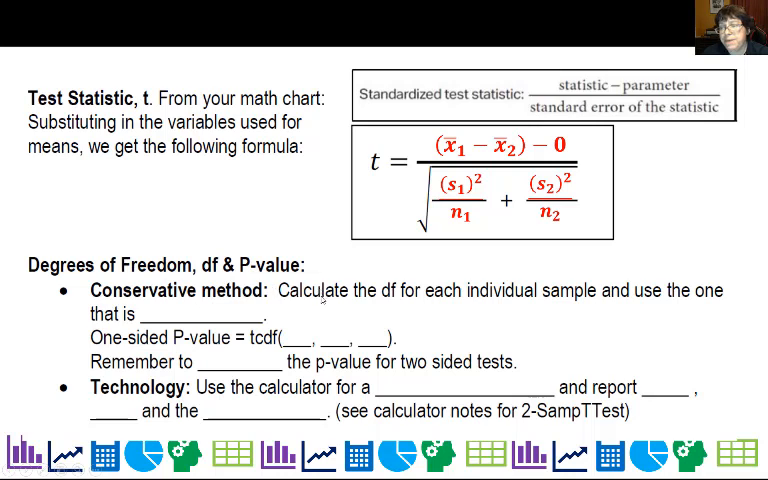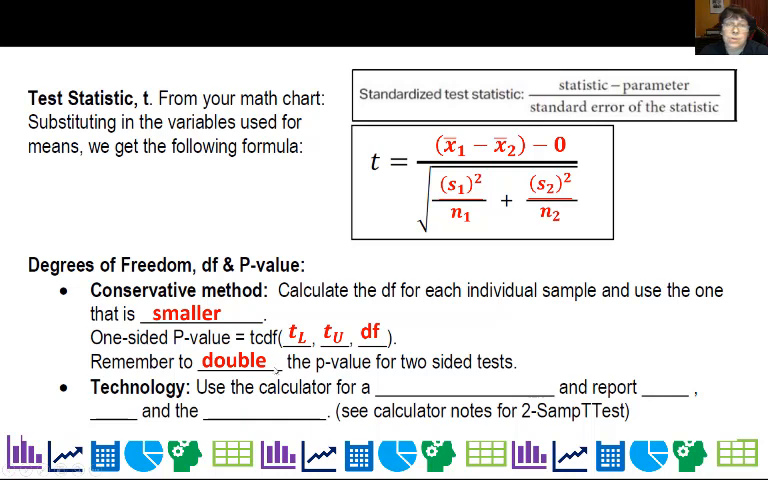So the conservative method, if you're doing it by hand, is to basically do the degrees of freedom for each sample and use the one that's smaller. So a one-sided p-value would just be your tcdf with your test statistic for lower, then your test statistic for upper. Usually one of these is infinity or negative infinity. And then your degrees of freedom. Remember to double this value if you're doing a two-sided test. So this is really geared towards a one-sided test.